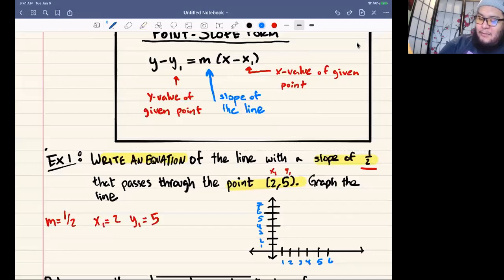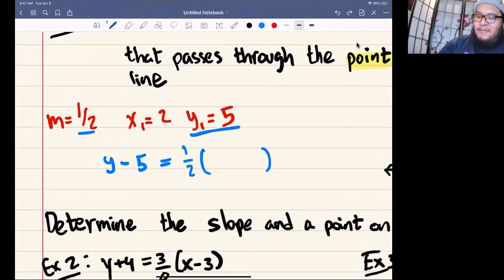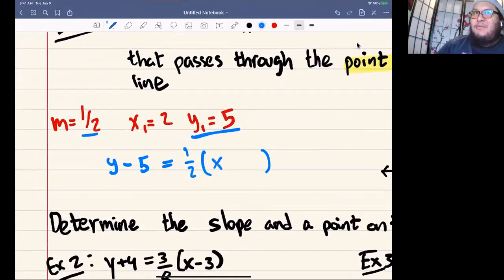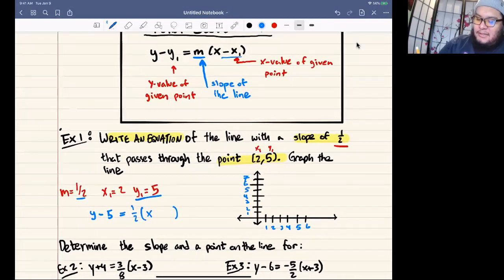So y, you keep that y, minus y1, in this case it's 5, is equal to our slope m, in this case it's 1/2, all right? And then times quantity, so we got to keep our brackets. This x, you're going to keep the x, all right? So you're going to write down that x, and you're going to subtract what? It's going to be x minus x1, right? You're going to do the minus x1. And what's our x1? That's 2. Bam, and we're done with our equation of a line.